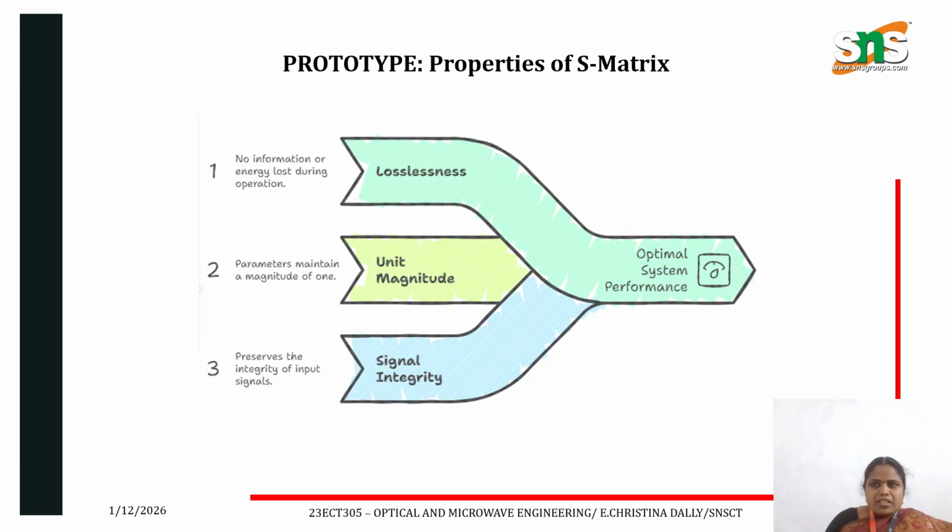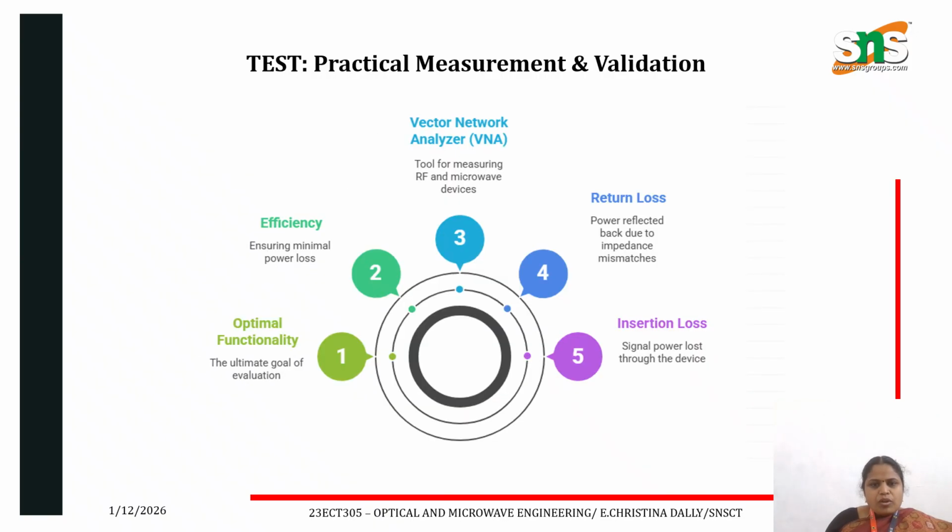What are the properties of the S parameters? No information or energy is lost during the operation, and the parameters maintain the magnitude and integrity. These are the properties of the S parameters, and we are going to validate and measure these parameters. To validate, first we have to know the functionality and the efficiency. If there is a minimum amount of power loss, we can easily calculate the efficiency.